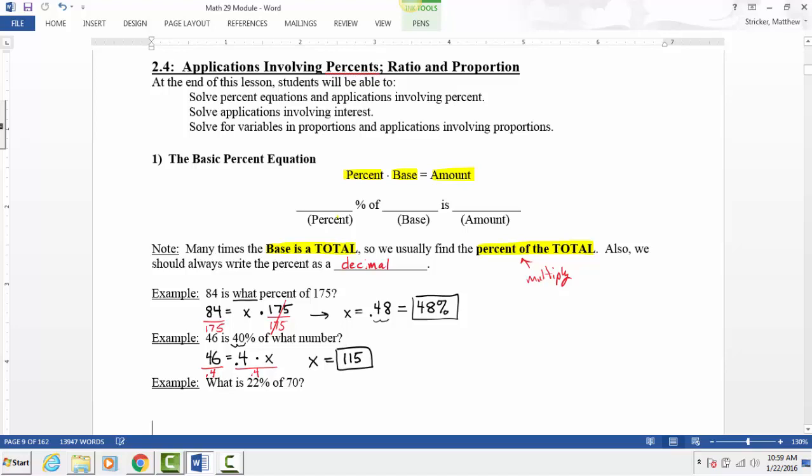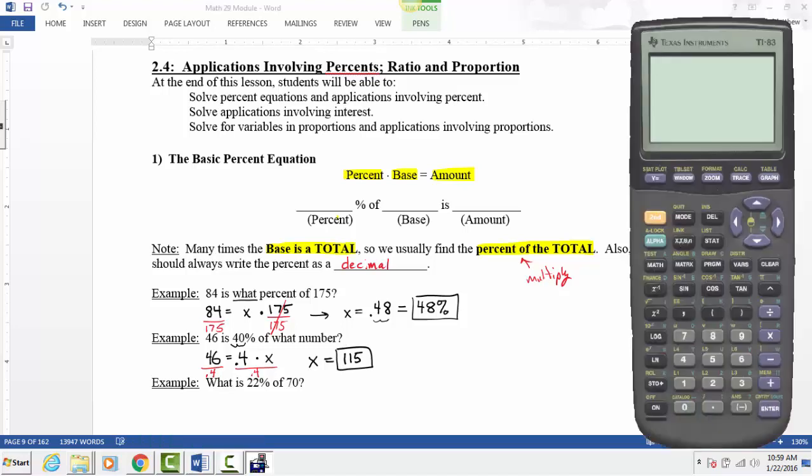Let's see what that would actually look like. In your calculator, we take 46 and divide it by 0.4, and when you do that, you get 115. So 46 is 40% of 115.